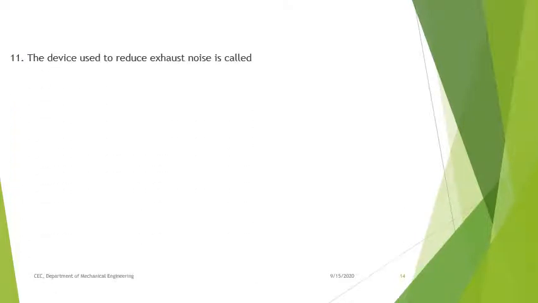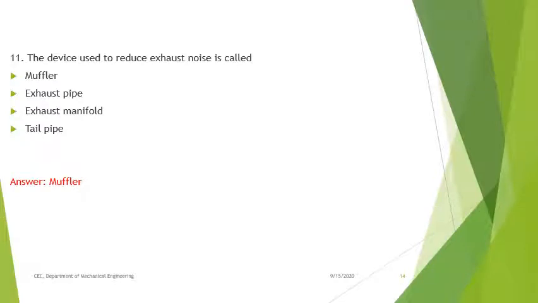The device used to reduce exhaust noise is called muffler, exhaust pipe, exhaust manifold, tailpipe. The answer for this question is muffler. Except muffler, all other parts are passages for the flow of exhaust gases. That means the muffler will reduce the sound, or it will reduce the velocity of the moving exhaust gases.